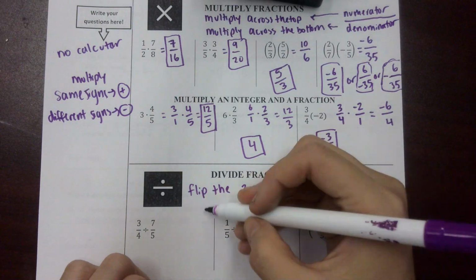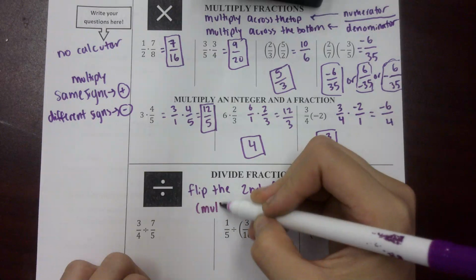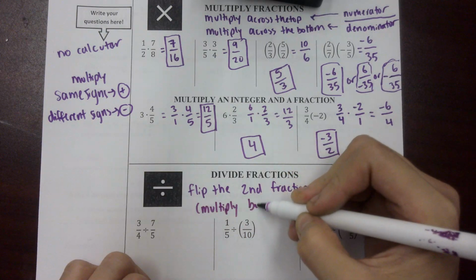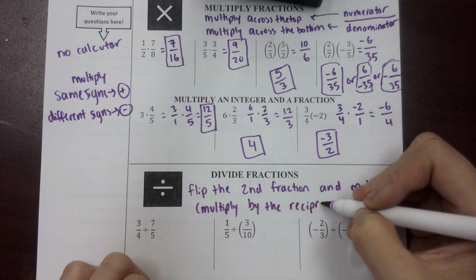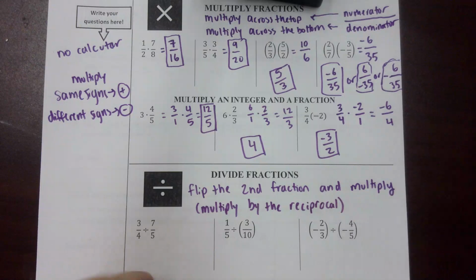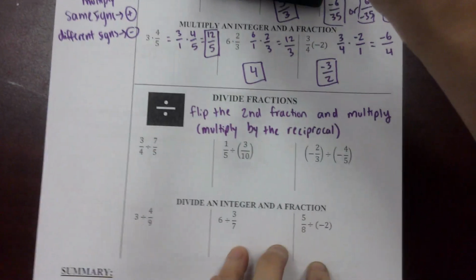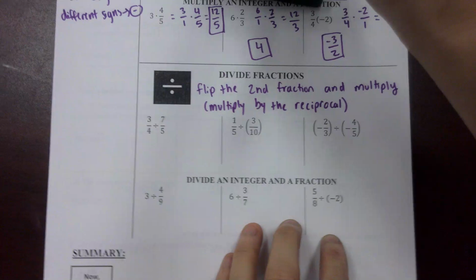So this is the same thing as multiply by the reciprocal. So you might have heard that vocab word before in a previous math class, but a reciprocal means like you flip it. Okay, so let's try this.